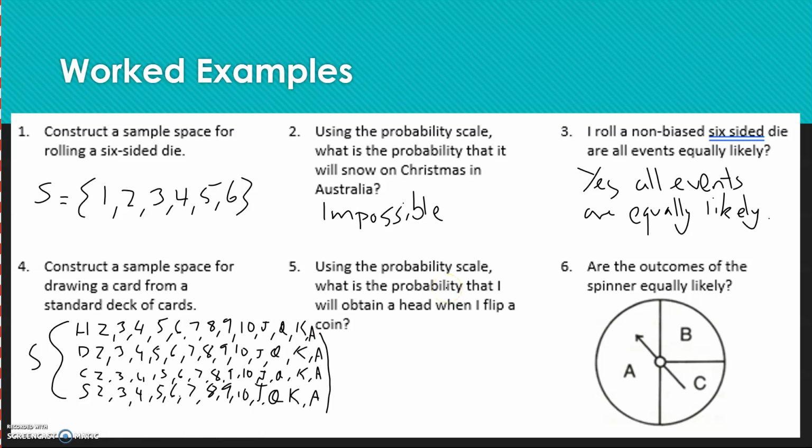And then you can fill in the other set for the diamonds, the clubs, and the spades. So that whole set there is our sample set. So you can see that there's 52 possible outcomes from drawing a card from a standard deck of cards.